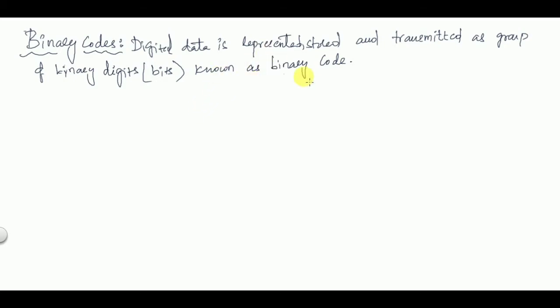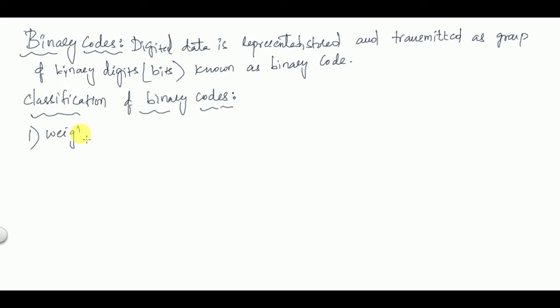So I'll explain through examples. When I discuss different types of binary codes, I'll tell you clearly how this digital data is represented. Next is the classification of binary codes. In that, the first classification is weighted codes.